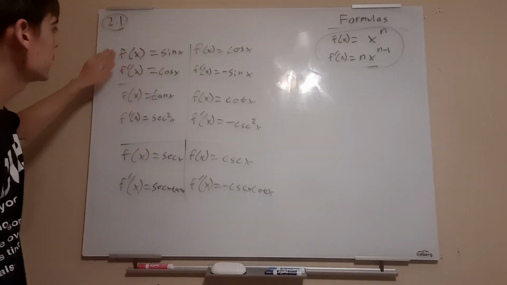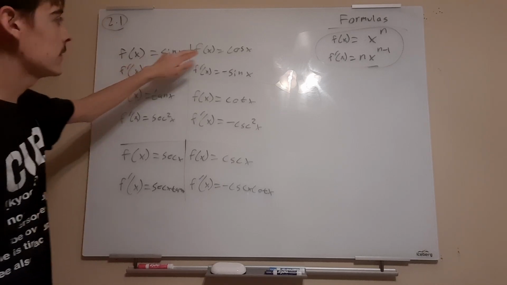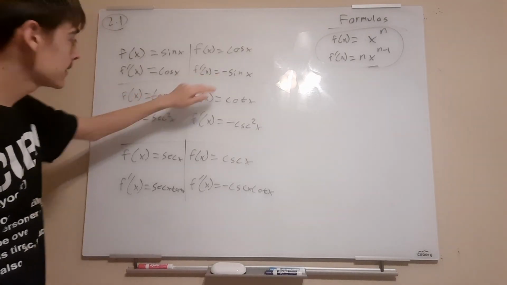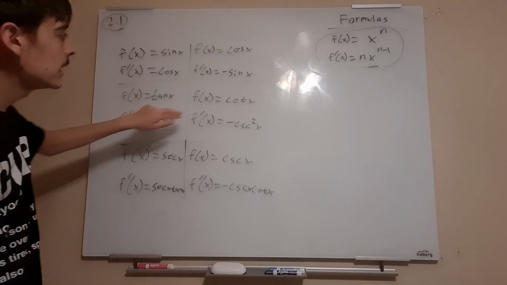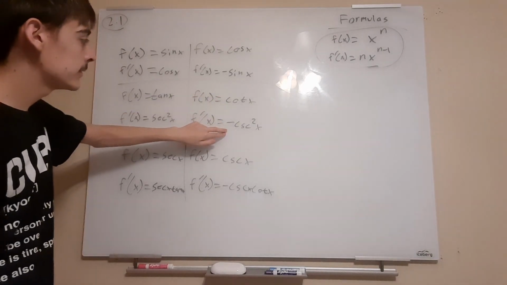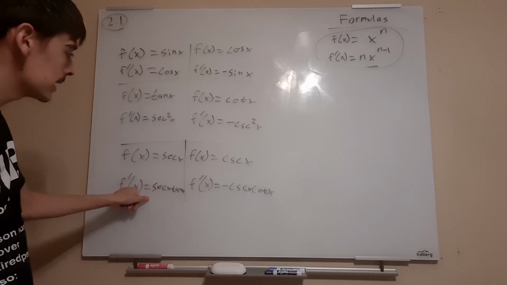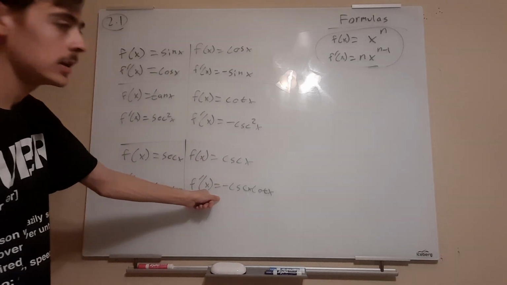So f of x equals sine x, f prime x equals cosine x. If f of x equals cosine x, f prime x equals negative sine x. If we derive tangent, we get secant squared. If we derive cotangent, we get negative cosecant squared. If we derive secant, we get secant x tangent x. And if we derive cosecant x, we get negative cosecant x cotangent x.